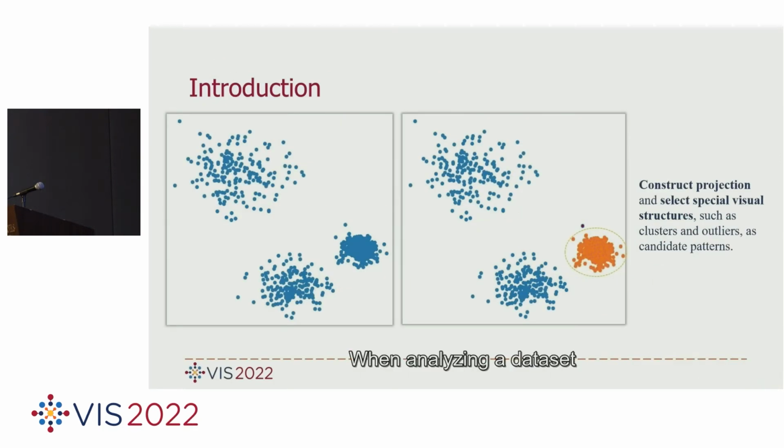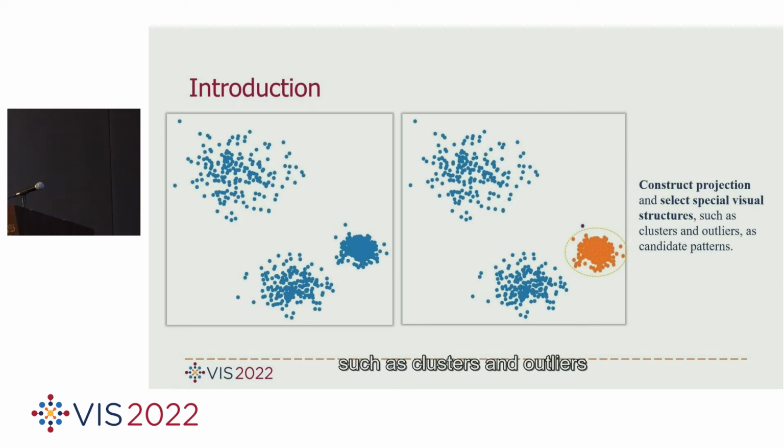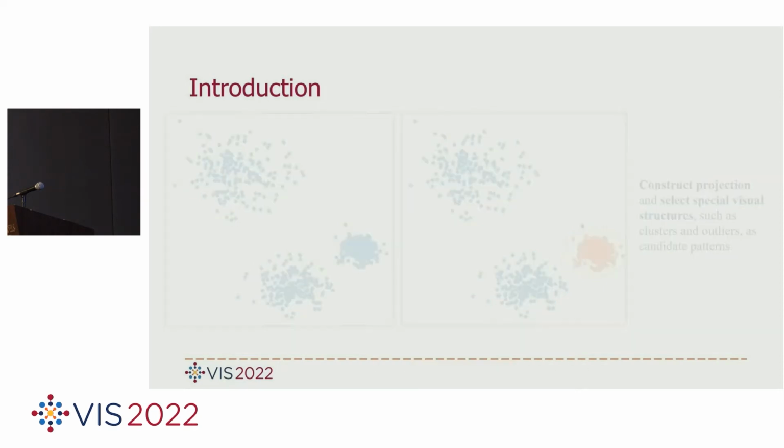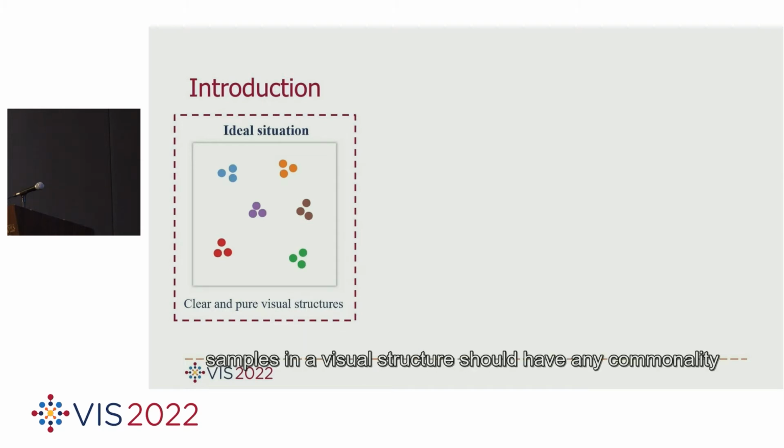The paper's title is Incorporation of Human Knowledge into Data Embeddings to Improve Pattern Significance and Interpretability. When analyzing a dataset, it is common to project all samples onto a plane and select specific visual structures, such as clusters and outliers, as candidate patterns. Ideally, a projection should have clear visual structures to facilitate pattern discovery. Moreover, samples in a visual structure should have some commonality, for example, similar values on an attribute, to interpret who they refer to and how the visual structure forms.